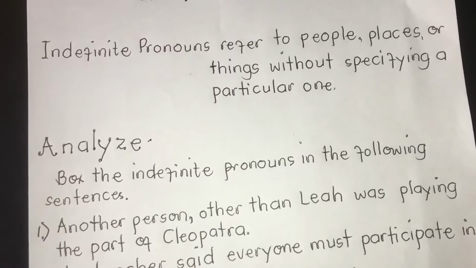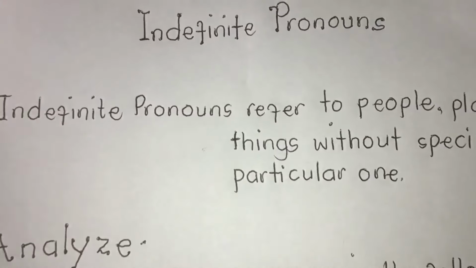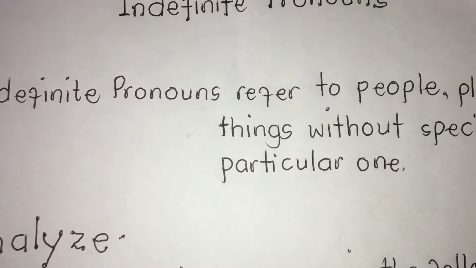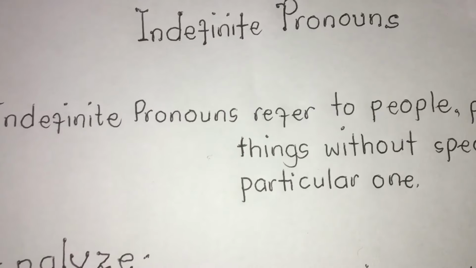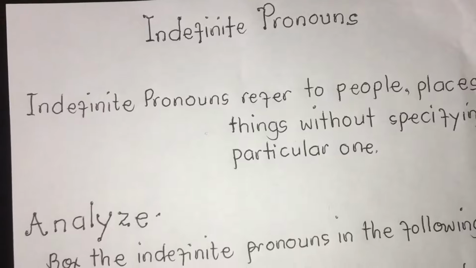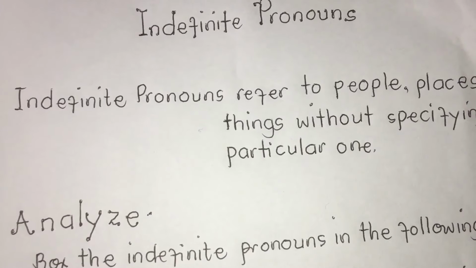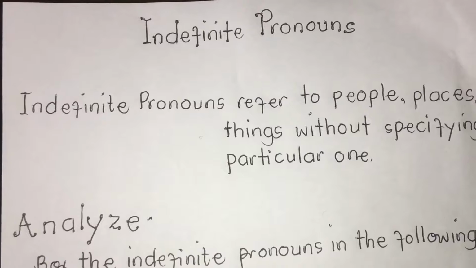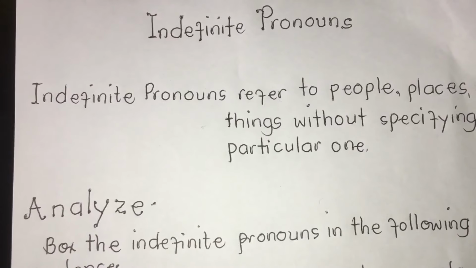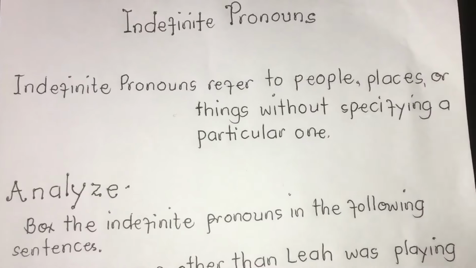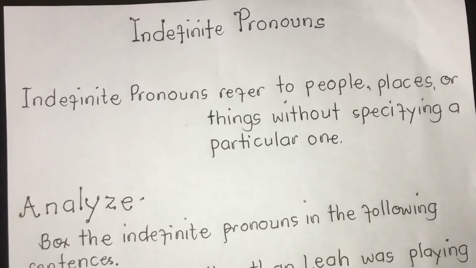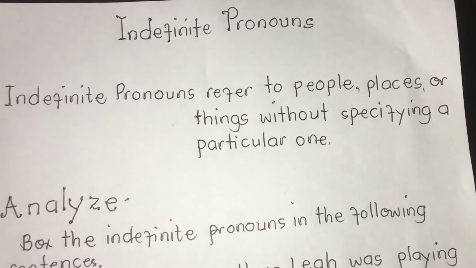Today in class, we're going to discuss indefinite pronouns. But before we proceed to our topic, we might ask why and when we are going to use indefinite pronouns. We use indefinite pronouns to refer to people or things without saying exactly who or what they are. They are called indefinite pronouns simply because they do not indicate the exact object, being, or place to which they refer.